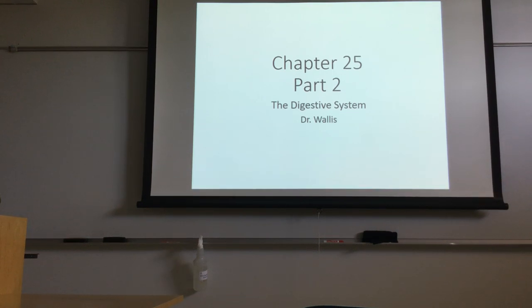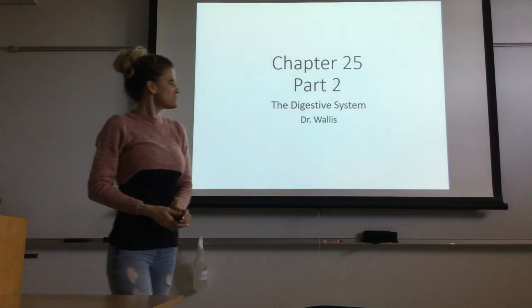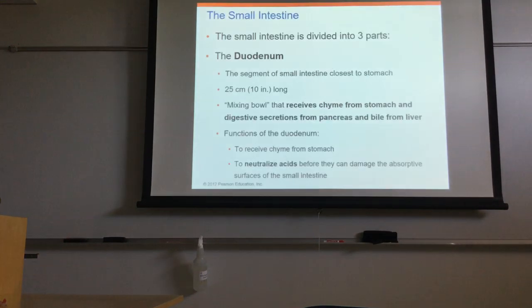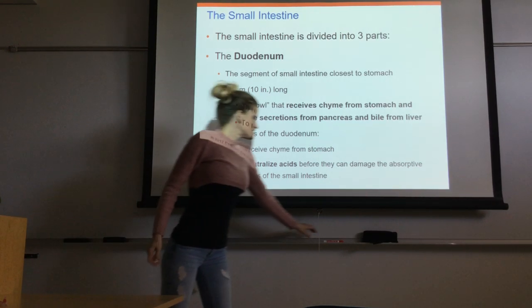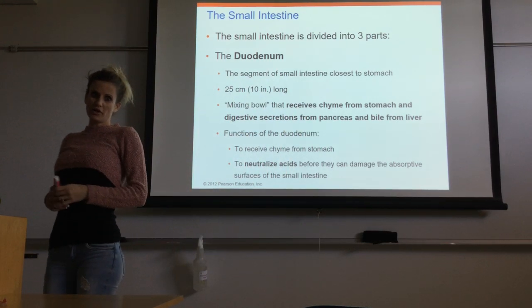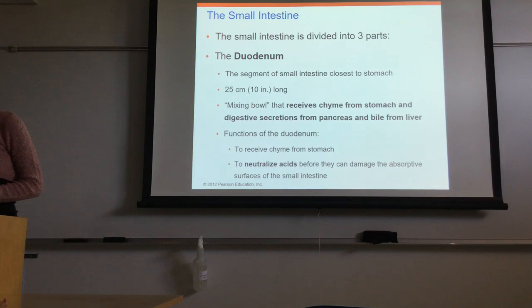Guys, so this is the final part, or final section, on the digestive system, which is chapter 25. So we left off in the stomach, right? We followed food from the oral cavity to the pharynx, or throat. We followed it down the esophagus and eventually into the stomach. After the stomach, remember, the food is going to go through the pyloric sphincter and into the small intestine.